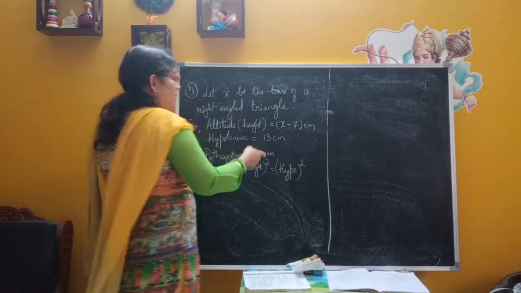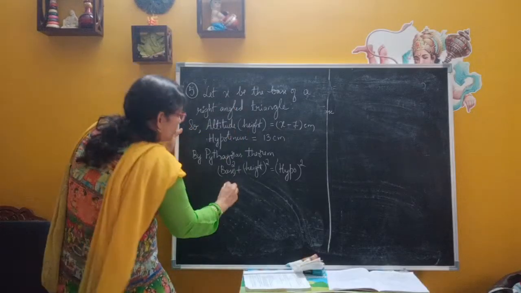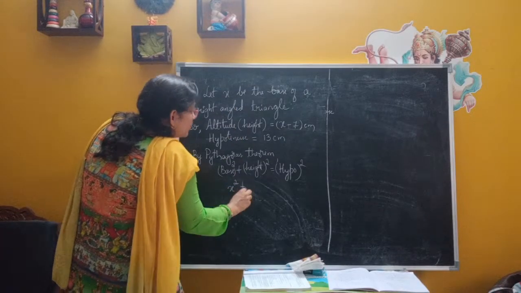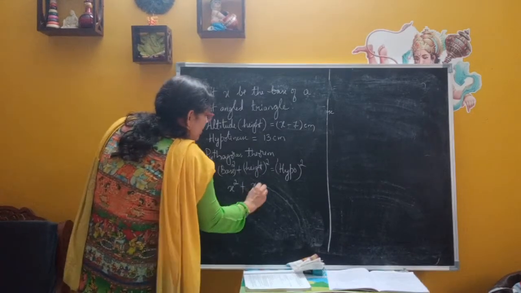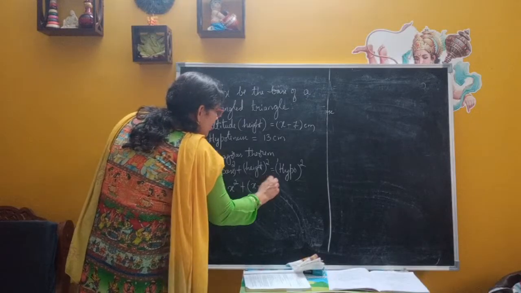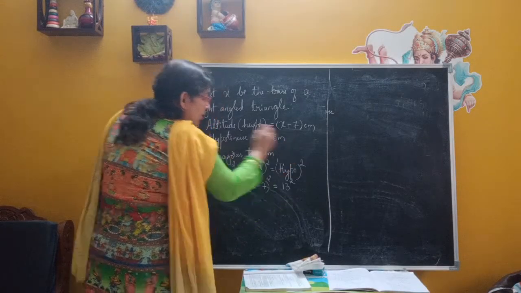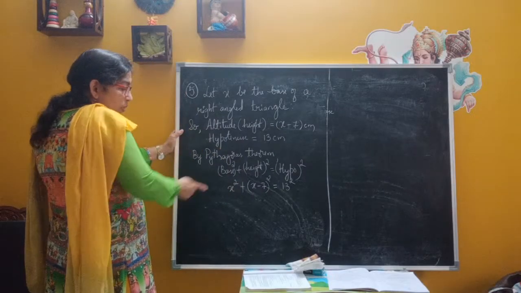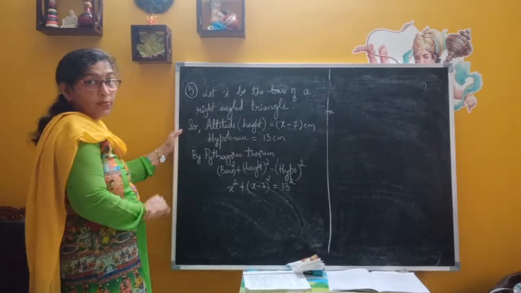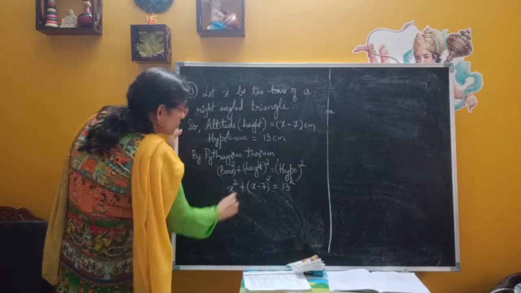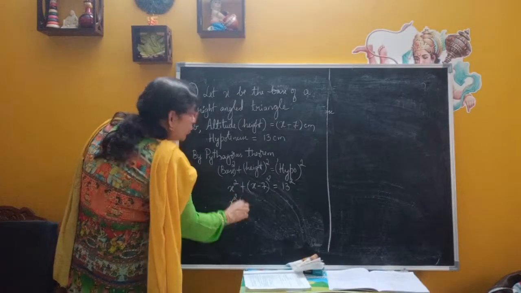So base is how much? x. So x square plus height, x minus 7 whole square, is equal to hypotenuse, that is 13 square. Solve this, simplify this, you will get a quadratic equation. After that, let us solve it. So x square, how to solve this?